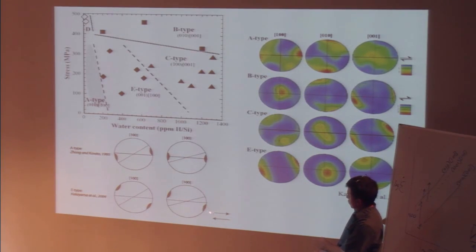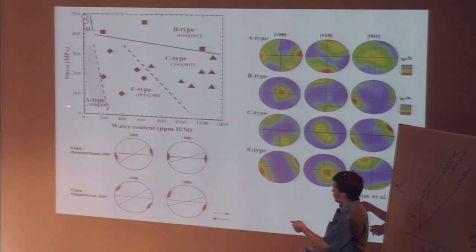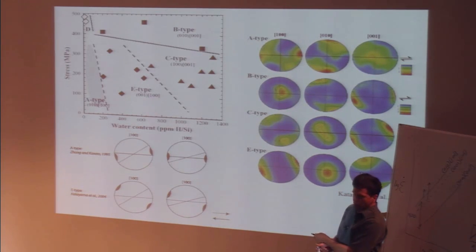And one of the things that's important is that the A axis never finds itself onto the shear plane. It always has this obliquity, even at high strain. So what I'm going to show you now is an example of a shear zone.